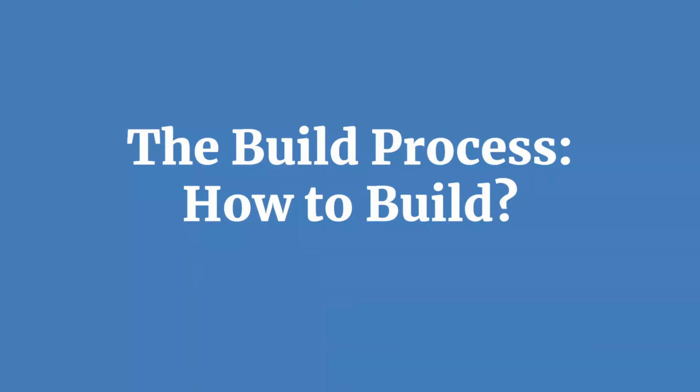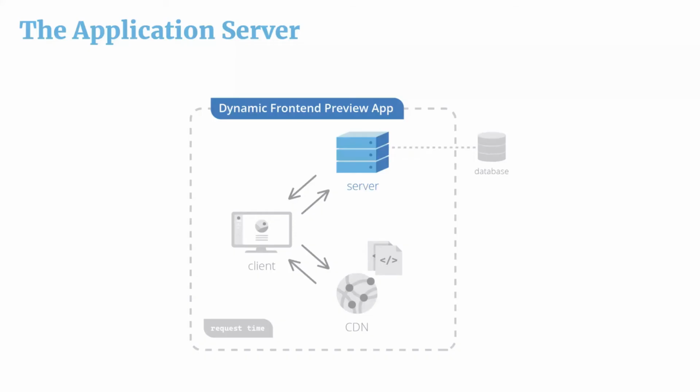After determining where our builds would take place, we next had to determine how to build the preview apps and where to deploy them. Recall that the essential architectural component differentiating a static front-end application from a more complex dynamic one is the need for an application server to generate SSR pages at request time.